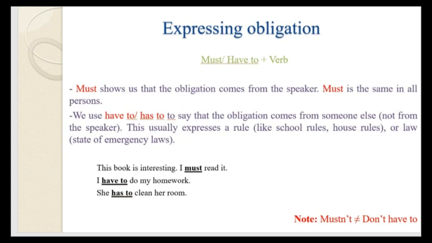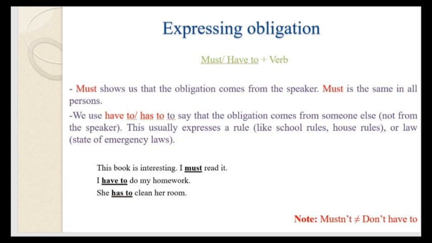Dakle, must nam pokazuje da obaveza dolazi od strane onoga ko govori, odnosno od samog subjekta. Must je isti u svim licima jednine i množine. We use have to or has to say that the obligation comes from someone else, not from the speaker. This usually expresses a rule like school rules, house rules, or law. For example, state of emergency laws.